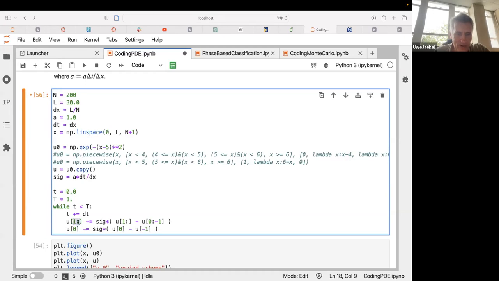Yeah, so for all, starting from this second data point, so these are all the inner data points, plus the last data point, update them all by subtracting, yeah, so here's a minus equal, subtracting sigma times the difference of the value at the current position minus the value at the left neighbor. What is the array of left neighbors? It's just the array shifted by 1.